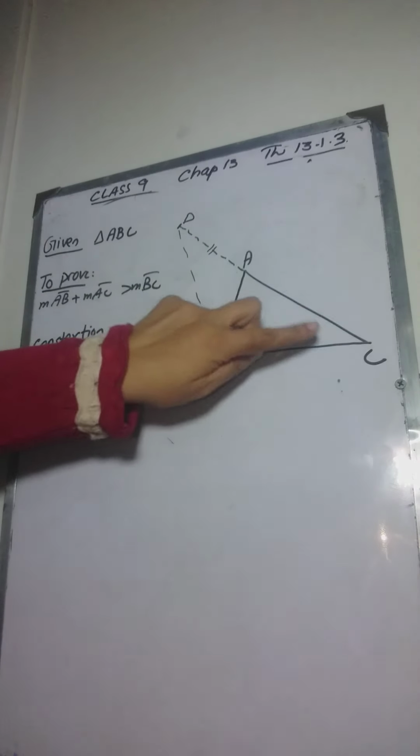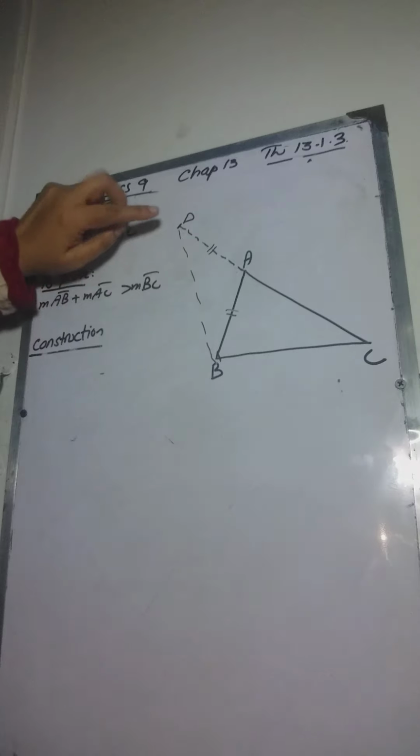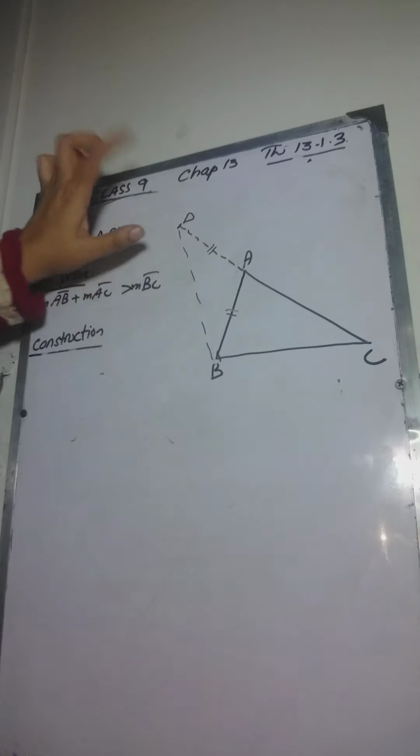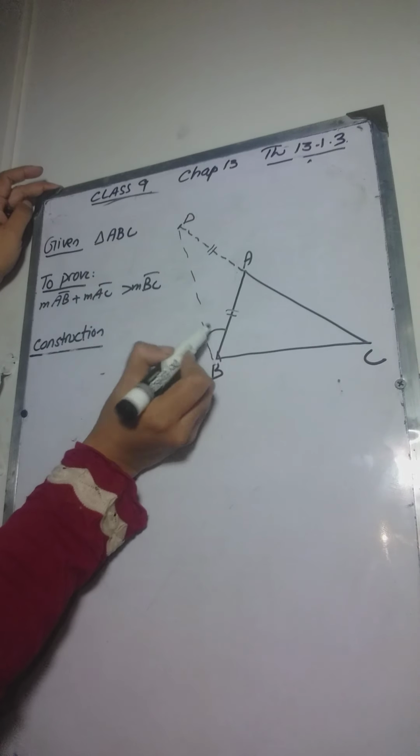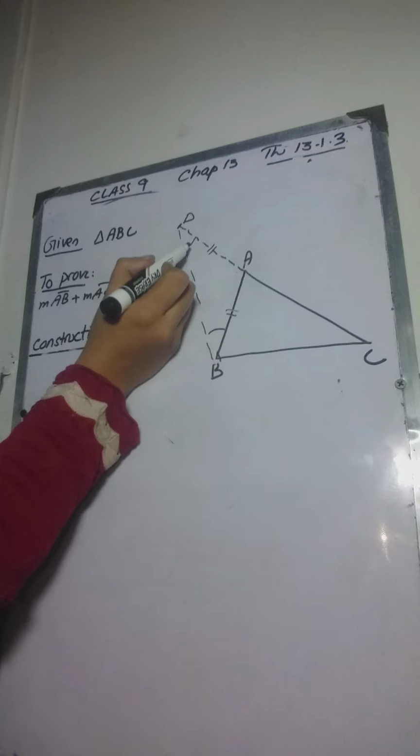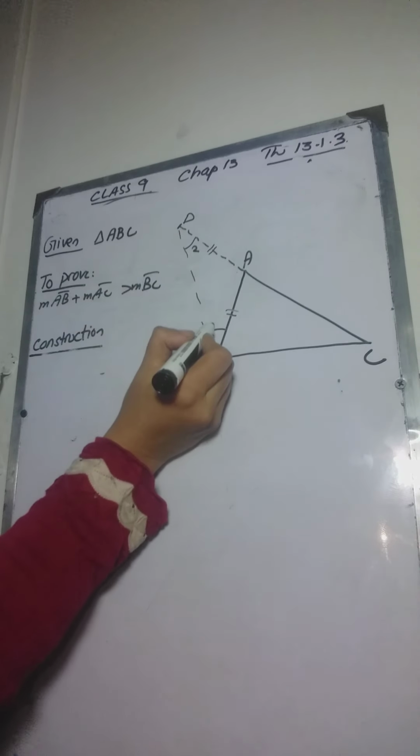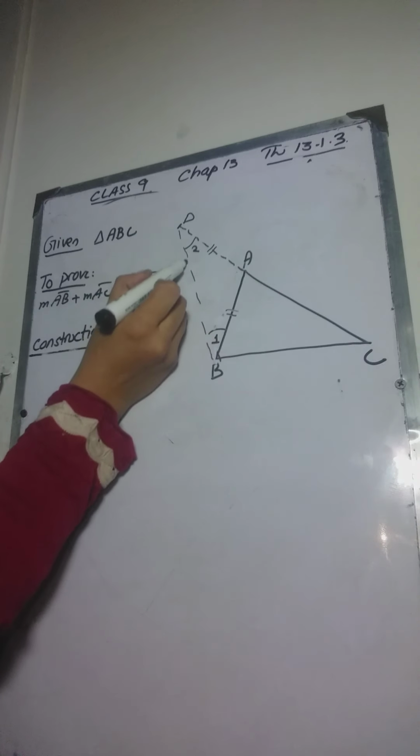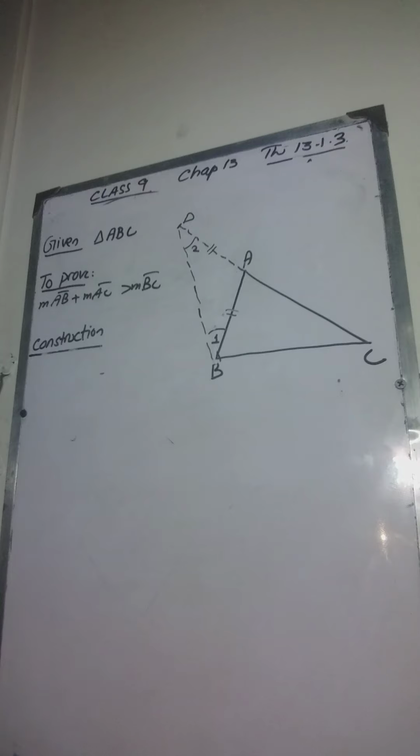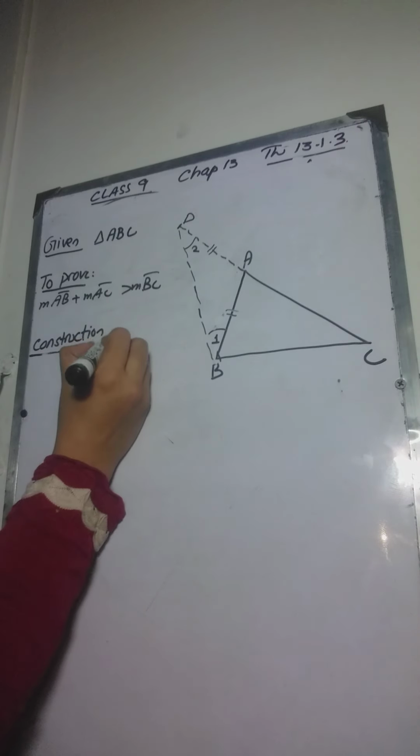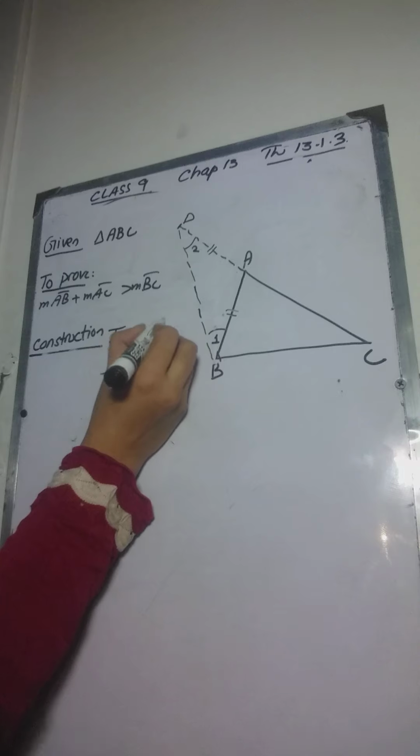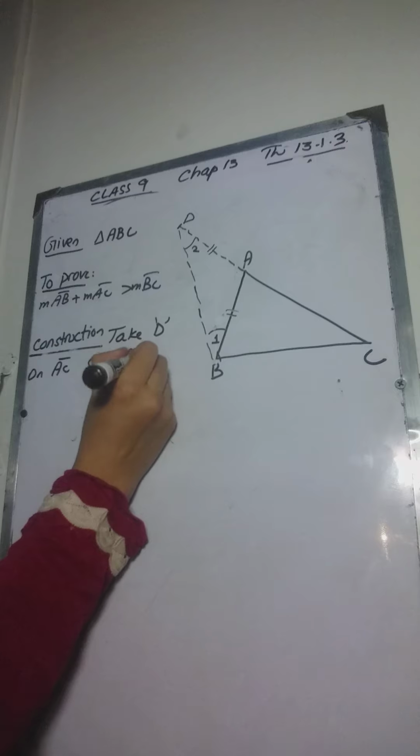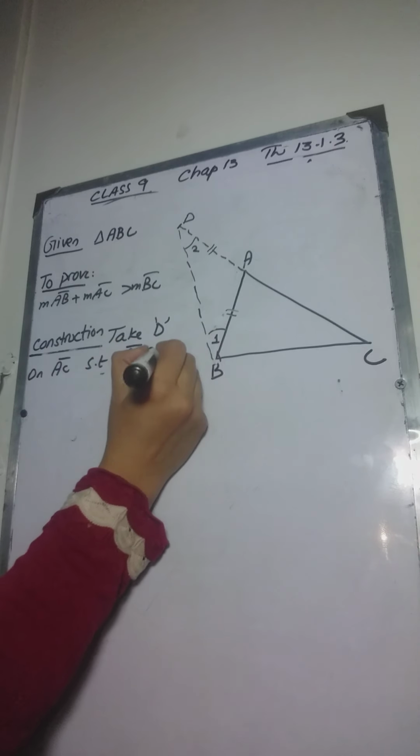You are going to extend AC and take a point D on AC such that AD and AB are congruent. As they are congruent, angle 1 and angle 2 are also going to be congruent. Name this angle as angle 1 and this as angle 2. So these are the steps of construction. Let me write it also: take point D on AC such that AD is congruent to AB.